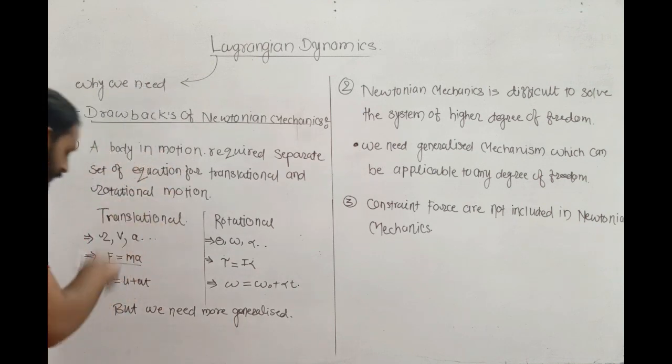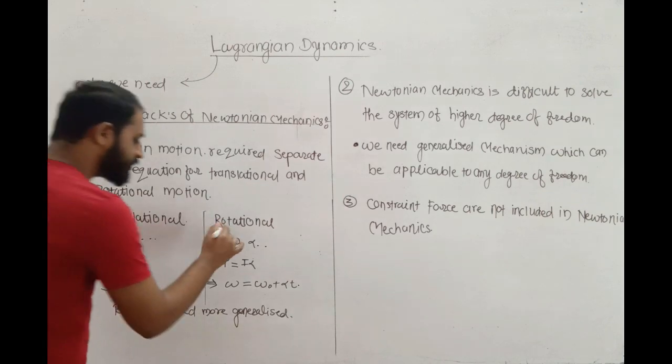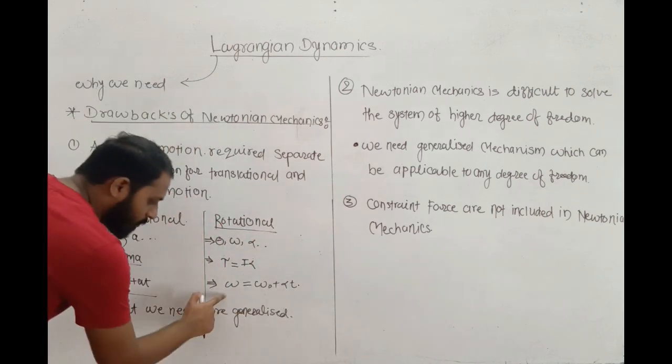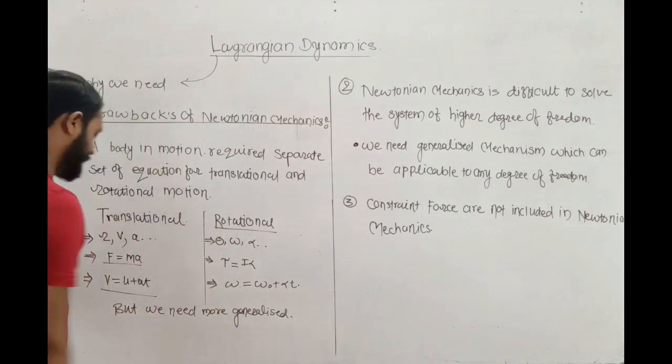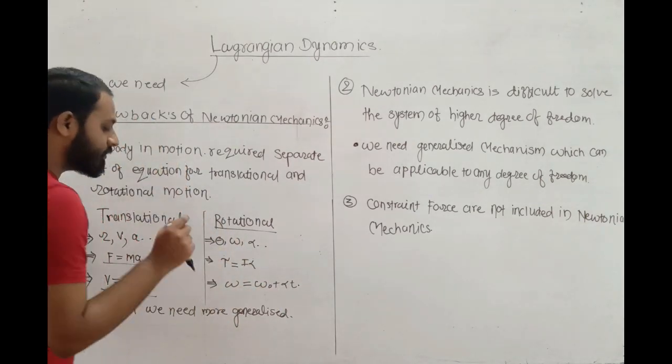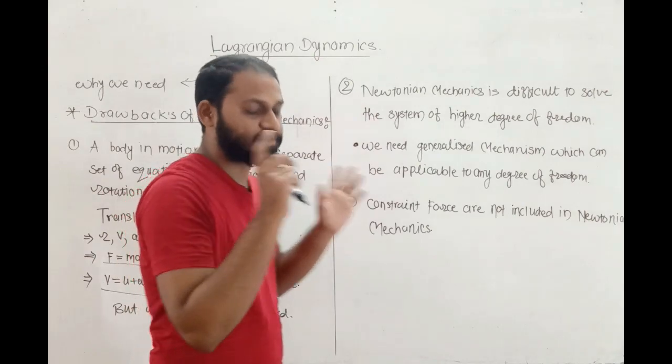Now see, this is the first kinematic equation, v equals u plus at, but in rotational motion, omega equals omega naught plus alpha t. But we need a more generalized system.